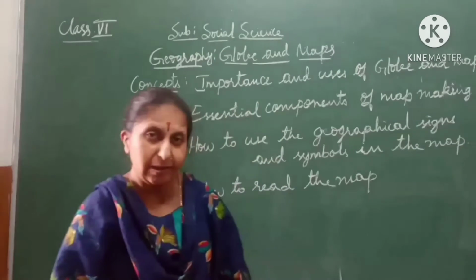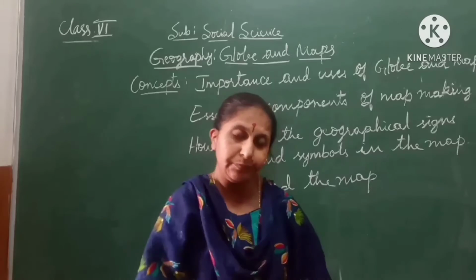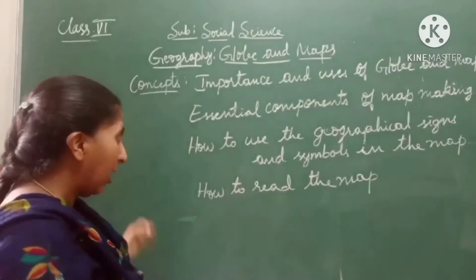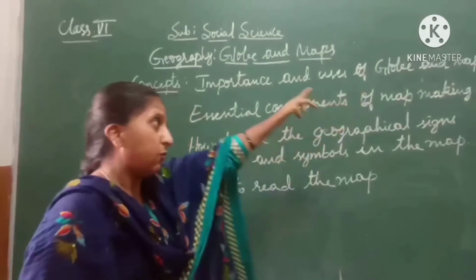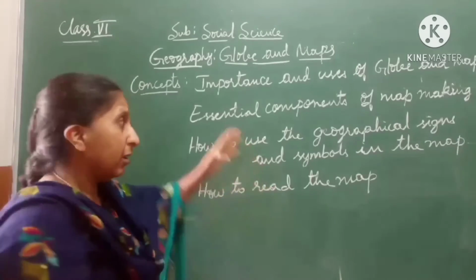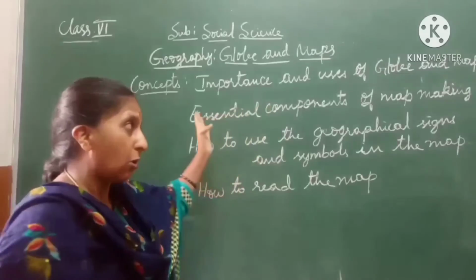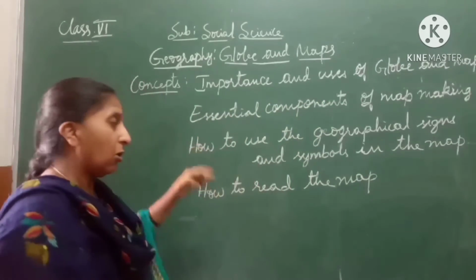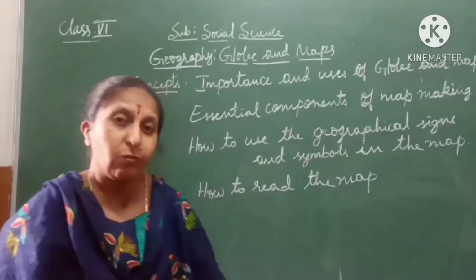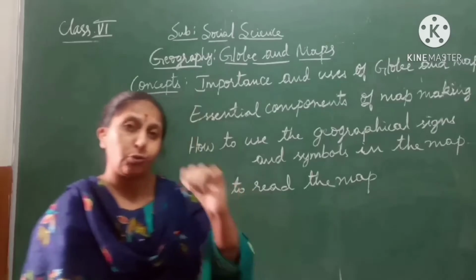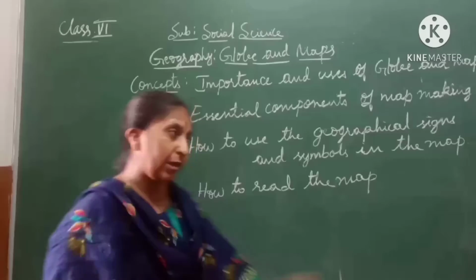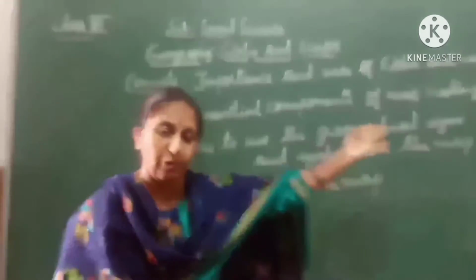So, in this lesson, what are the concepts that we are going to learn? The main important concepts that we are going to learn in this chapter are the importance and use of maps and globes. What is a globe? What is a map? What is the importance of globes and maps? All these things you are learning. Then you are also going to learn about the essential components of map making. What are the things that are required to draw a map, or how to draw a map? All these things you are going to learn in this topic, essential components of a map.